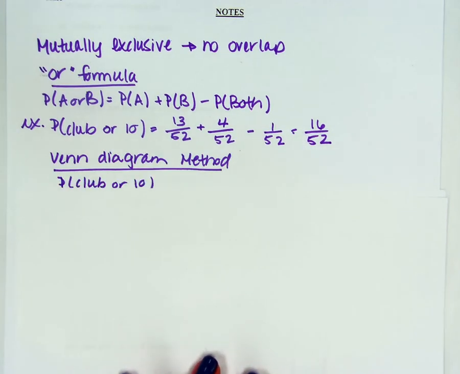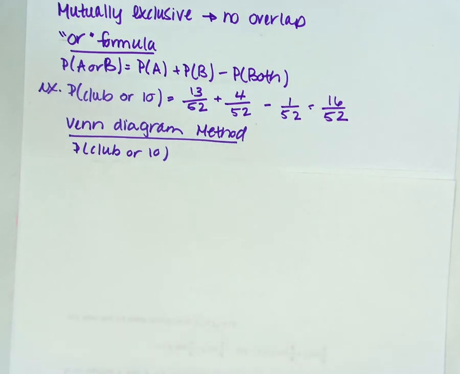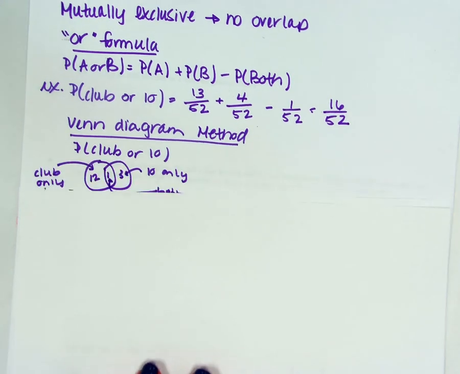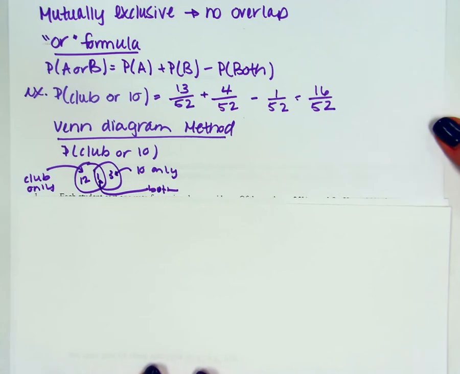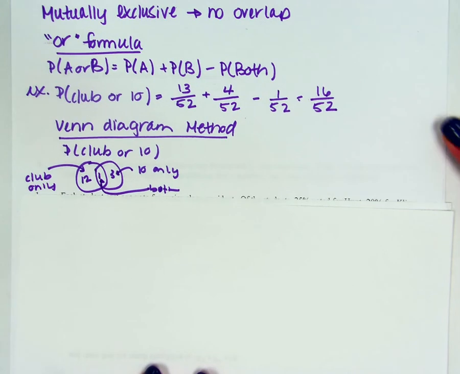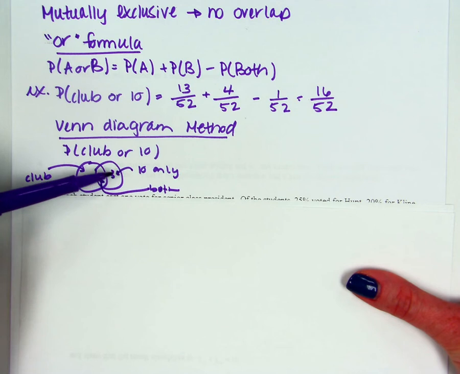And then the very last thing we're going to talk about today is the Venn diagram method. We're going to use the same example that we just used, probability of club or 10. I think you guys are familiar with the Venn diagram from physics, so take a look at that. It's the overlapping circles. Over here on the left, I have the probability of the club only. On the right, I have the probability of the 10 only. And in the middle, I have how many I have of both.